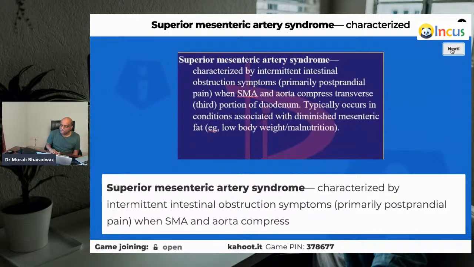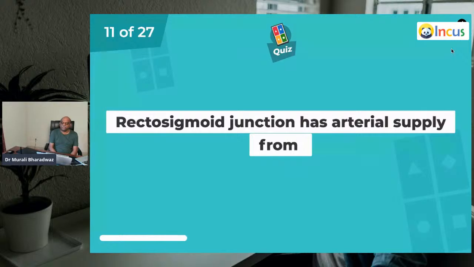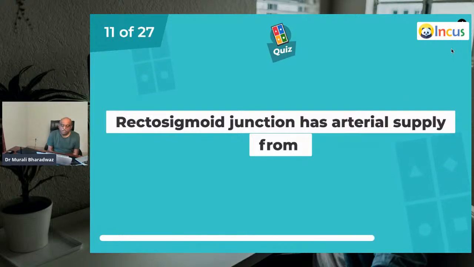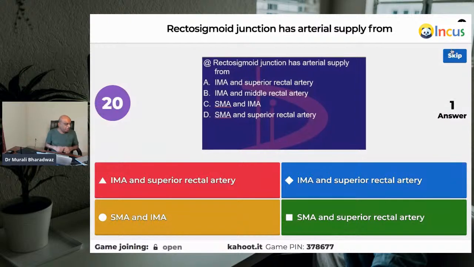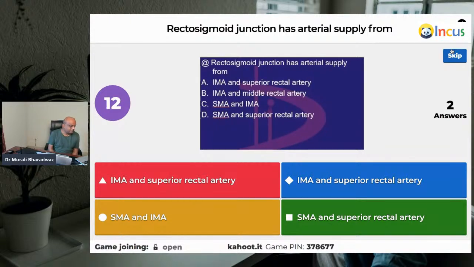So doctor, now comes the next question. Rectosigmoid junction, it's called a watershed area. It gets its arterial supply from two arteries. What are the two arteries you are going to tell me? Punch, punch, punch. Rectosigmoid junction, the watershed area.